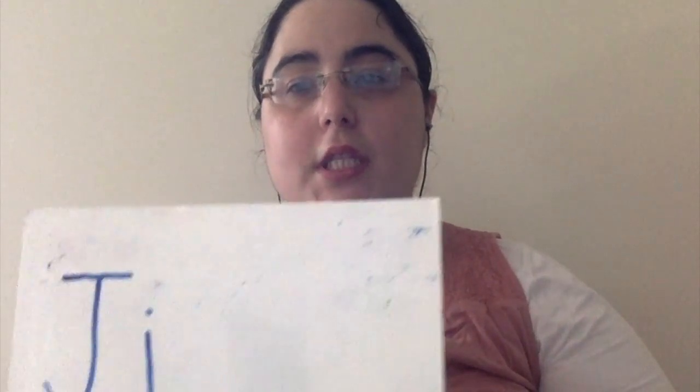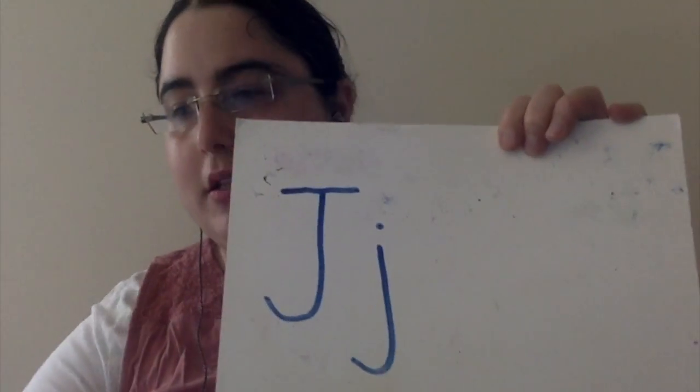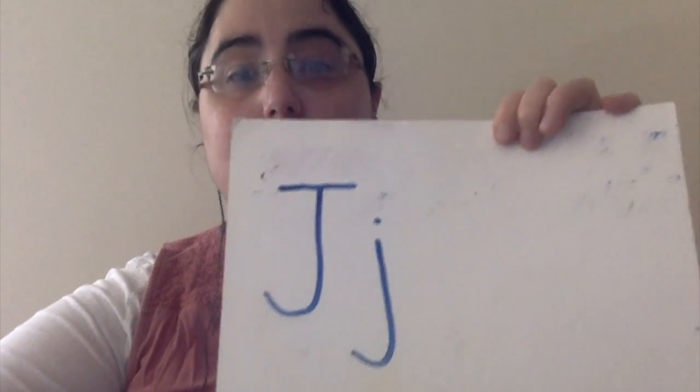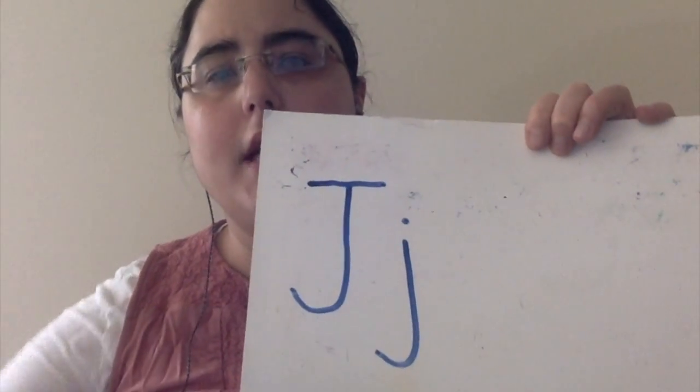Hi, let's look at the letters J and A. Those are the first letters in your name. Let's look at this. The first one is J, and that's the first letter in your name. So let's look at the J.